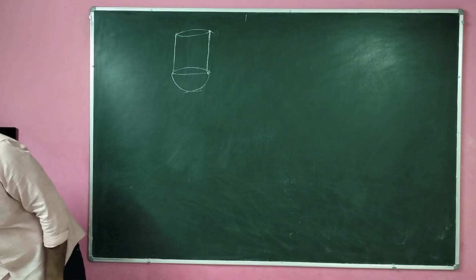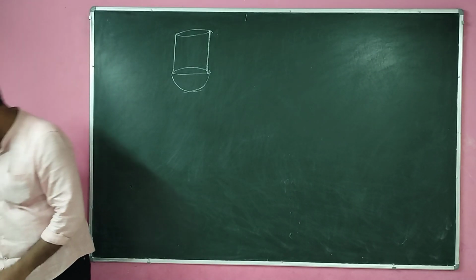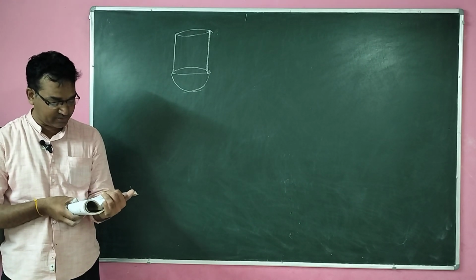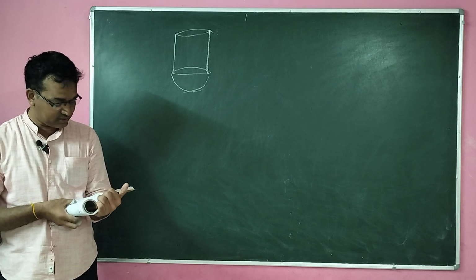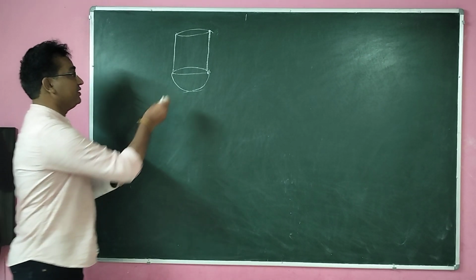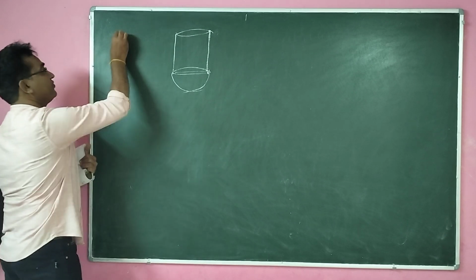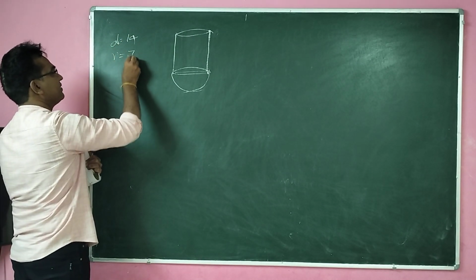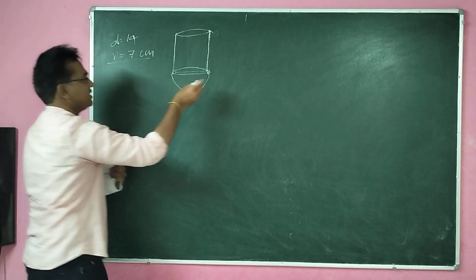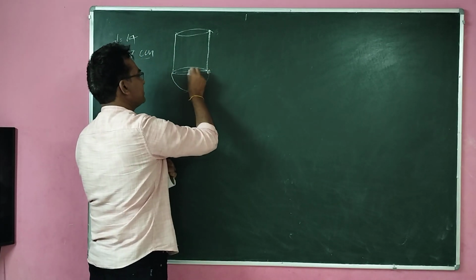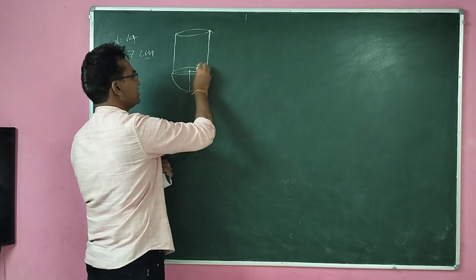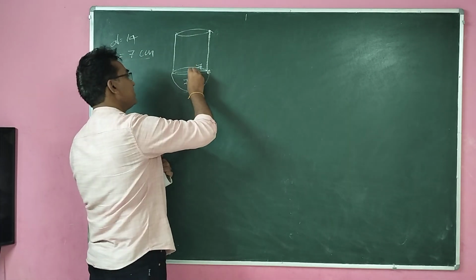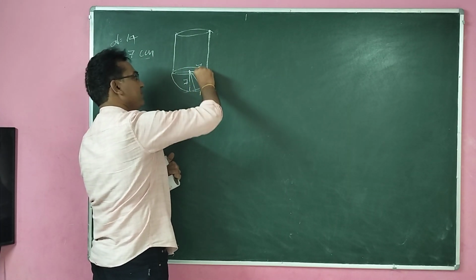Okay, now, the total height is given. Total height is how much? Second problem, total height is 13 centimeter, and diameter is 14. What is the radius? 14 by 2, 7 centimeter. This is a very important point I am telling. If this is 7, then this is also 7.